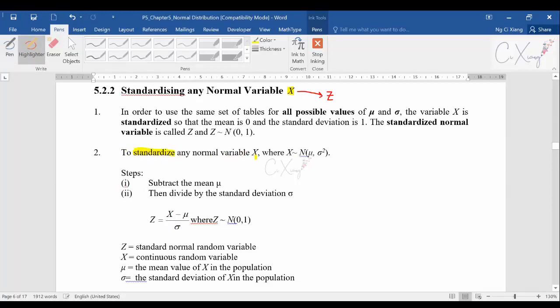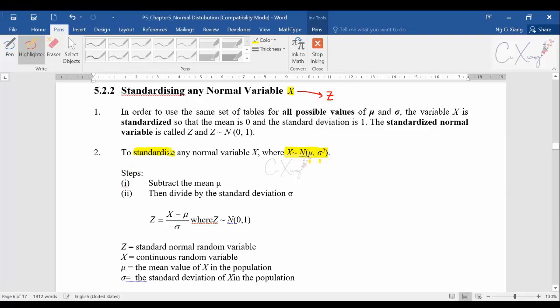To standardize any normal variable x: usually in the question, if they tell you that it is normally distributed, they will also give you the mean and variance. I told you before, this is the standard way we write the symbol. x is normally distributed, the first value here should be the mean, and the second value should be the variance. You cannot change the sequence. The first value must always be the mean.